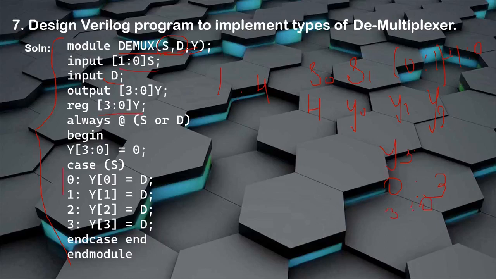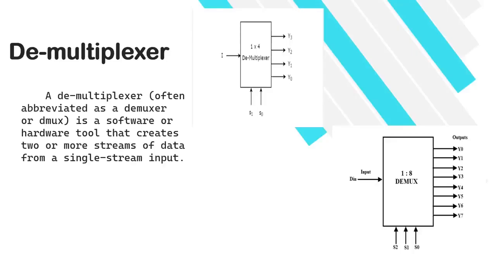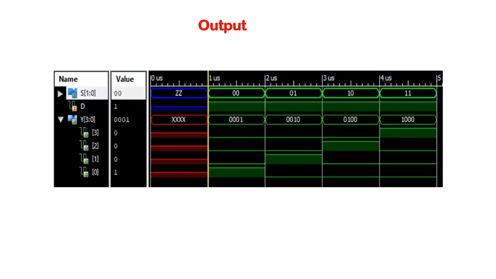And these are the 4 cases, 0, 1, 2, 3, where the corresponding output Y0, Y1, Y2 or Y3 will be equal to the input D. Let me show you the output. S is given as 0, 0, which means it is pointing towards Y0. What is the input D that is given? It is 1. So Y0 will be equal to 1 and all other outputs, Y1, Y2, Y3, will be 0.